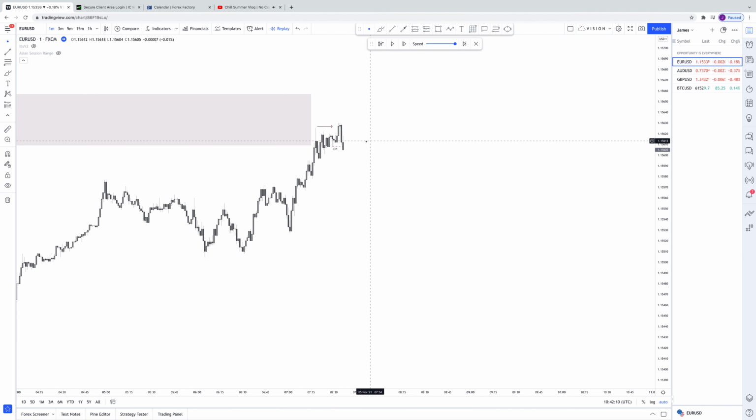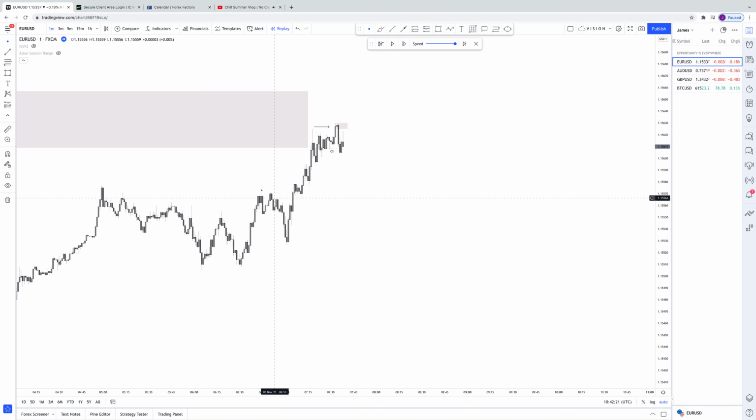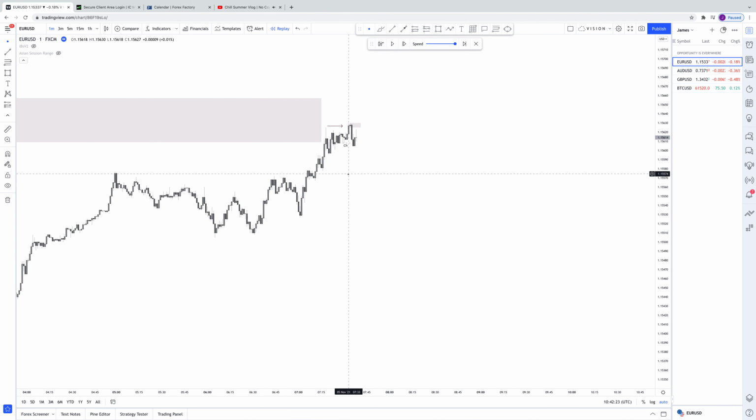So let's carry on. What are we thinking now when we have this zone here? Can you set an entry? Definitely. But for me, I would like to just wait and see what price does.